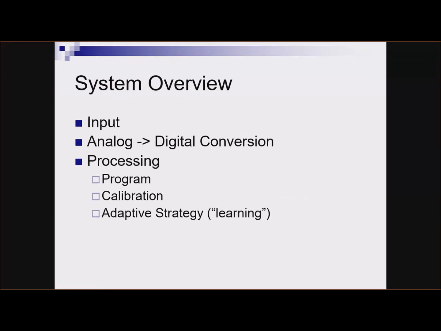Then we have processing. And the processing is kind of, I have it split into 3 different categories. There's a program, so the computer follows a program step by step. Calibration, which would be the numbers that it's using, almost like specifications. And then adaptive strategy is a term, I think that's a Ford term, but we're talking about things like adaptive idle speed control, fuel trim, where the computer can actually adapt a little bit to conditions.